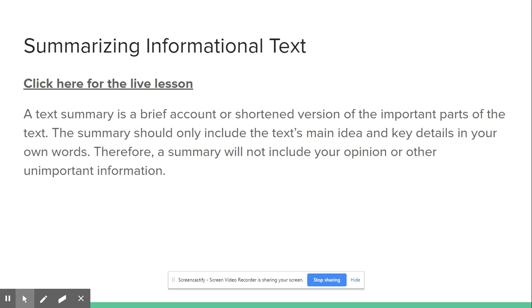So before we start looking at the strategy, I'm going to explain what a summary is. A text summary is a brief account or shortened version of the important parts of a text. The summary should only include the text's main idea and key details in your own words. Therefore, a summary will not include your opinion or other unimportant information.